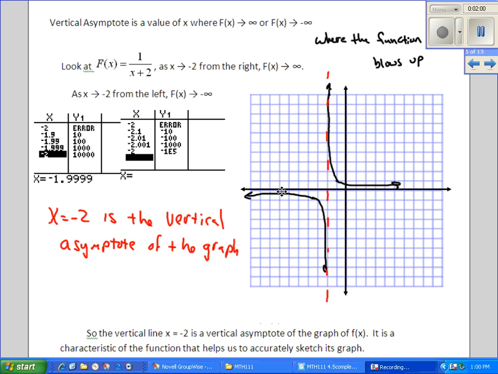Whereas over here, to the left of the line x equals negative 2, as the values of x get closer and closer to negative 2, the value of the function is approaching negative infinity. That's in this table right here. So x equals negative 2 is what we call the vertical asymptote of the graph. It's a characteristic of the function that helps us accurately sketch the graph.